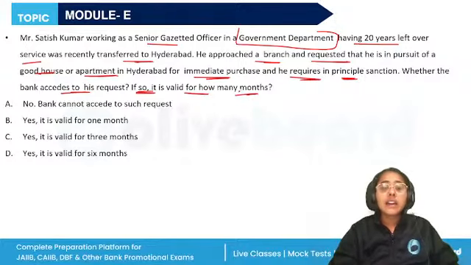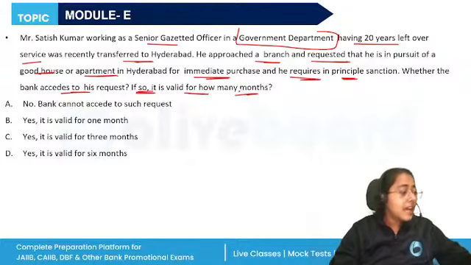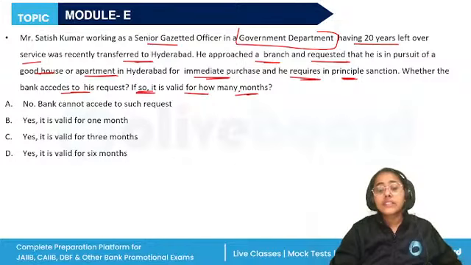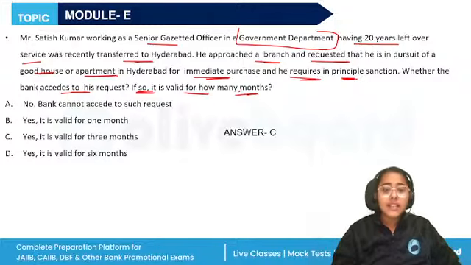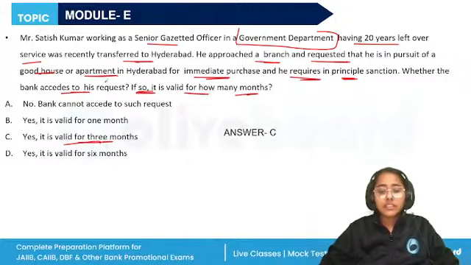So we can see that they are a senior gazetted officer, so they'll have a regular salary, and they still have 20 years left for this service. They have good amount of time left. We see that when the people are still in their service, then banks prefer to give them loans, and they want to purchase a good house or apartment in Hyderabad, so there is no negative disqualification. So yes, it will be given, and it is valid for 3 months. All of these conditions are in favor, and the bank will sanction the loan.